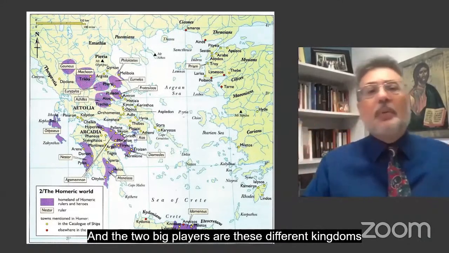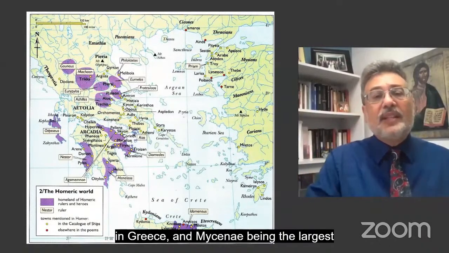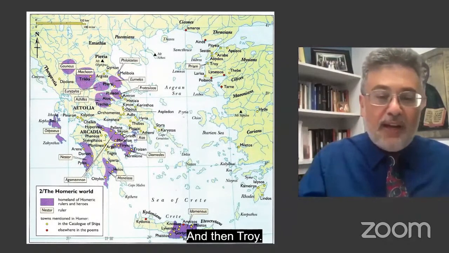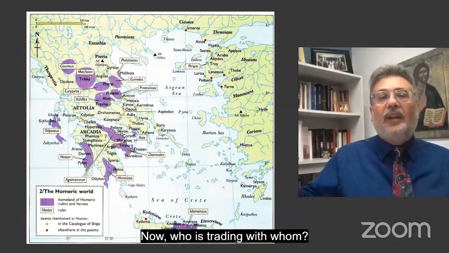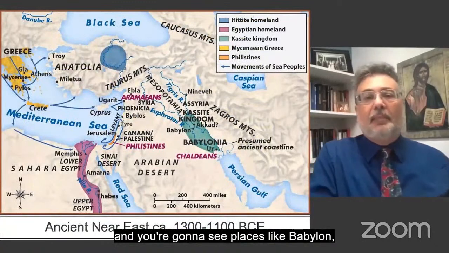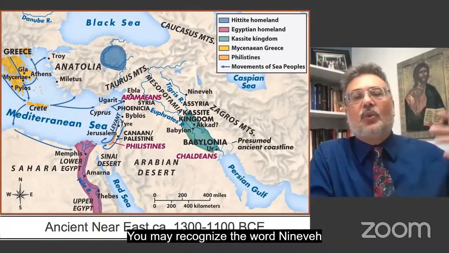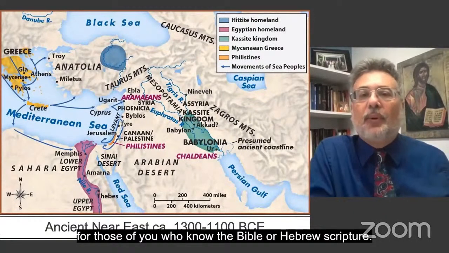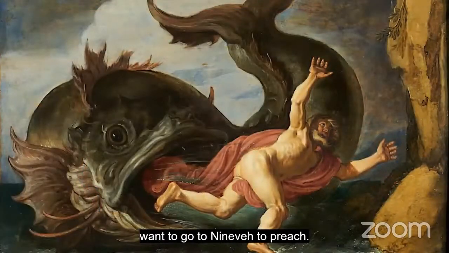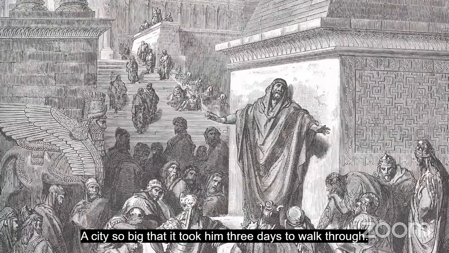And the two big players are these different kingdoms in Greece, with Mycenae being the largest, as kind of the leader, and then Troy. Now, who is trading with whom? Well, I'm going to go back one slide, and you're going to see places like Babylon, modern day Baghdad, and Assyria. You may recognize the word Nineveh for those of you who know the Bible or Hebrew scripture. Jonah falls into the belly of the whale because he doesn't want to go to Nineveh to preach, a city so big that it took him 3 days to walk through.